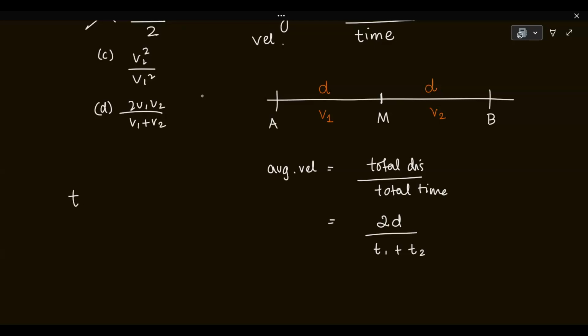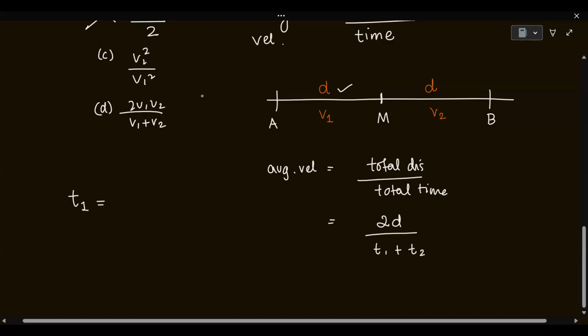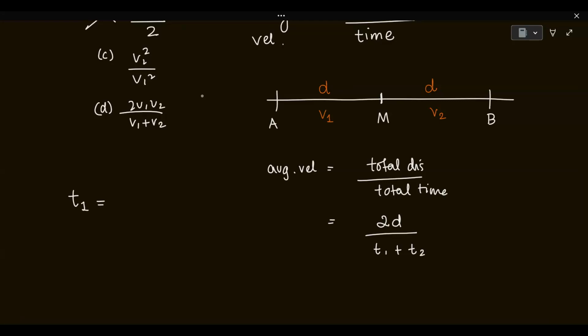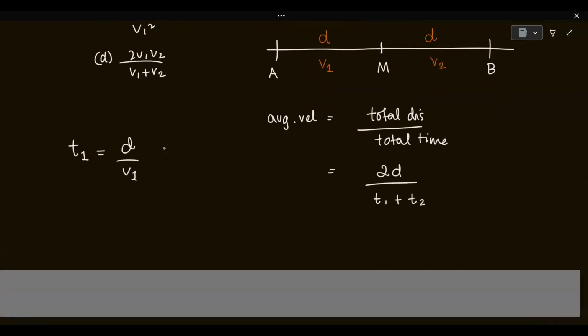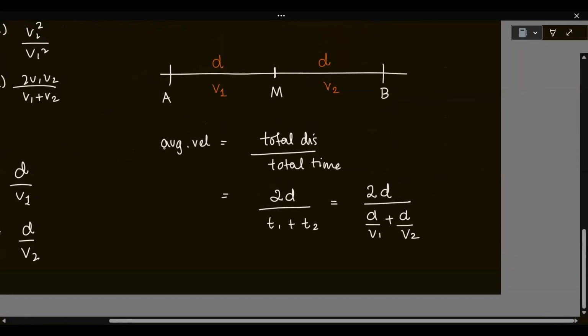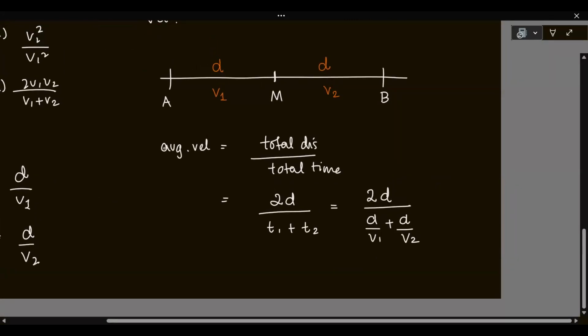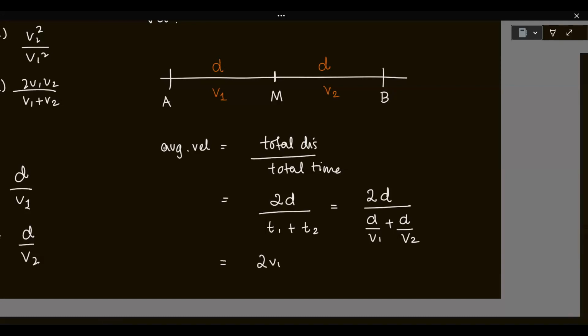Now, if I want to ask you how much is T1, guys? So I know the displacement, I know the velocity. Guys, tell me, how do I find out time? Well, displacement by velocity. Time is displacement by velocity. What about time 2? Well, it's again D by V2. I plug this here: 2D divided by D by V1 plus D by V2. Yes or no, guys? Now, if you take D common from the denominator and there's a D in the numerator, D cancels out and you'll get the answer 2V1V2 divided by V1 plus V2.